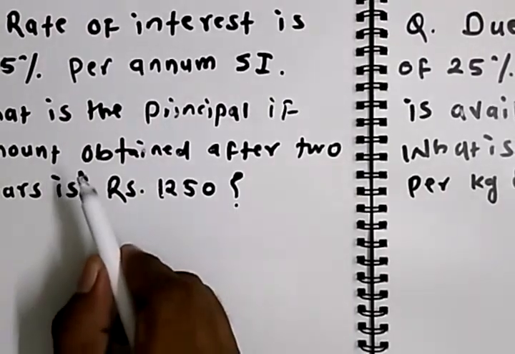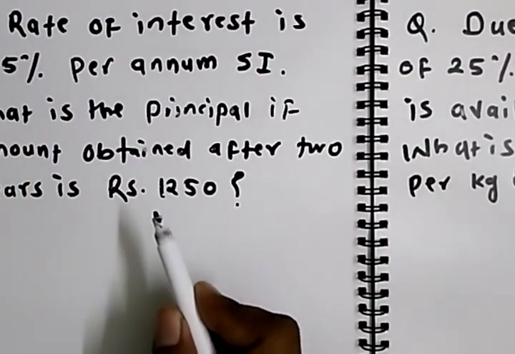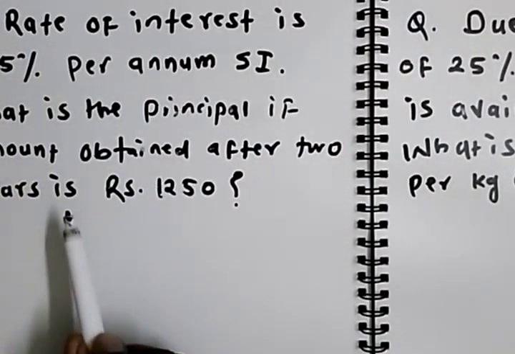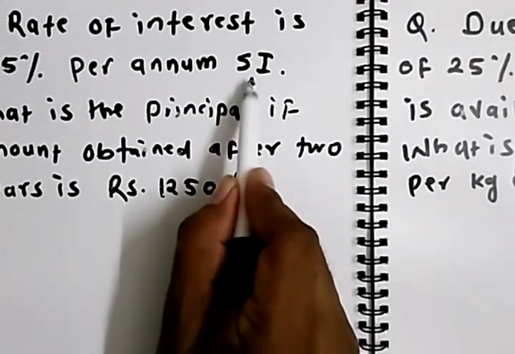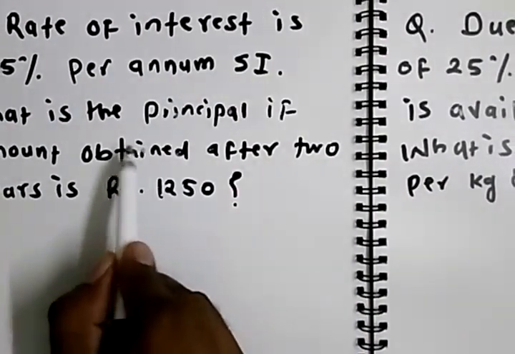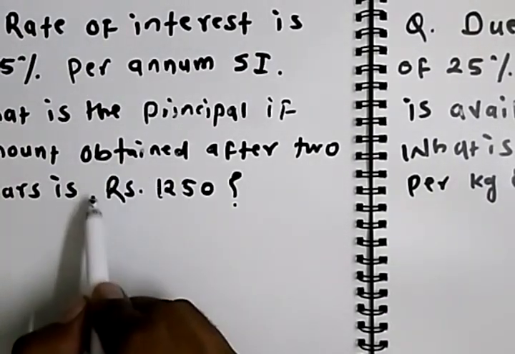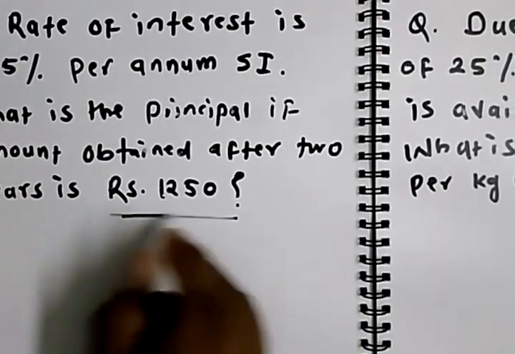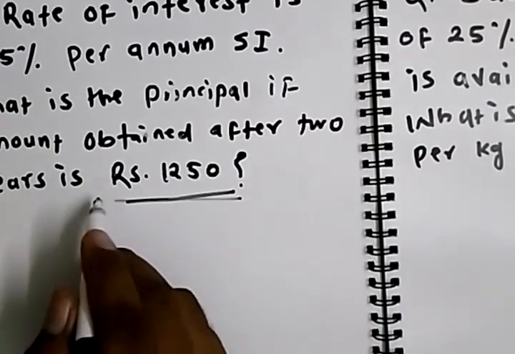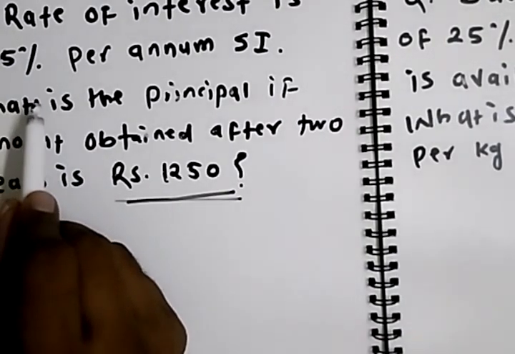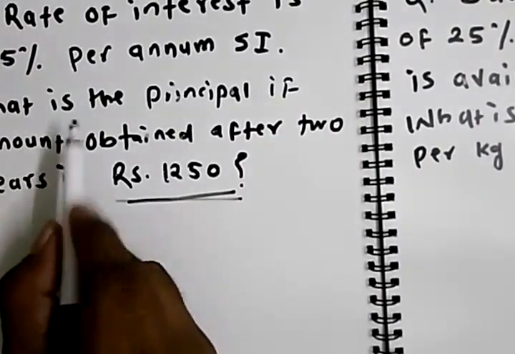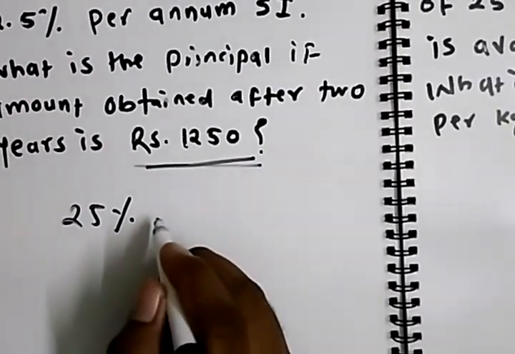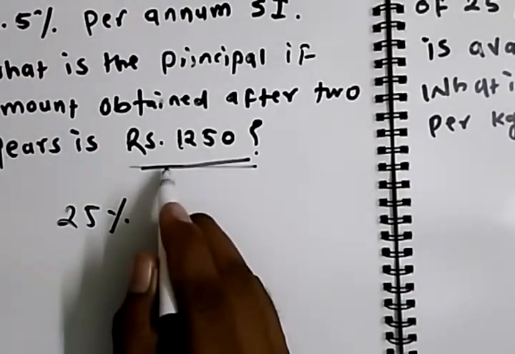Let's apply the concept of product stability to the interest question. So rate of interest is 12.5% per annum at simple interest. What is the principal if amount obtained after 2 years is rupees 1250? So amount after 2 years is given, that is 1250 rupees. Rate of interest is 12.5% per annum. That means rate of interest for 2 years at SI will be 25%.